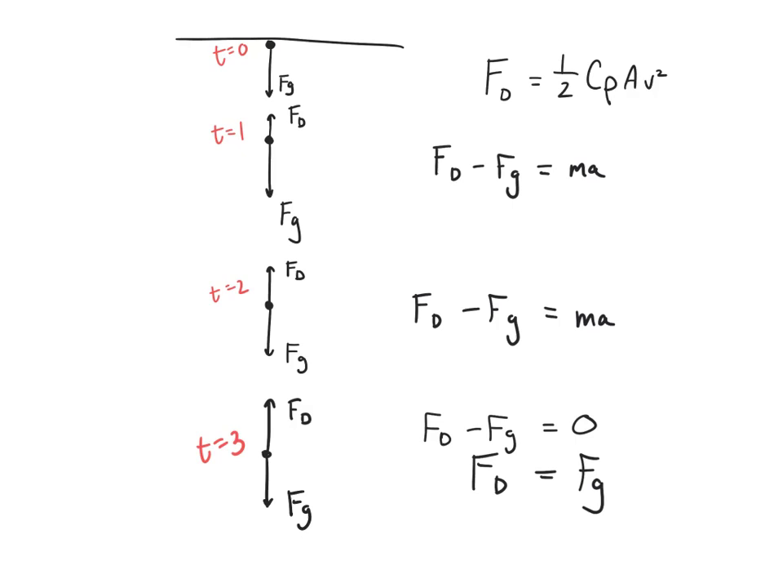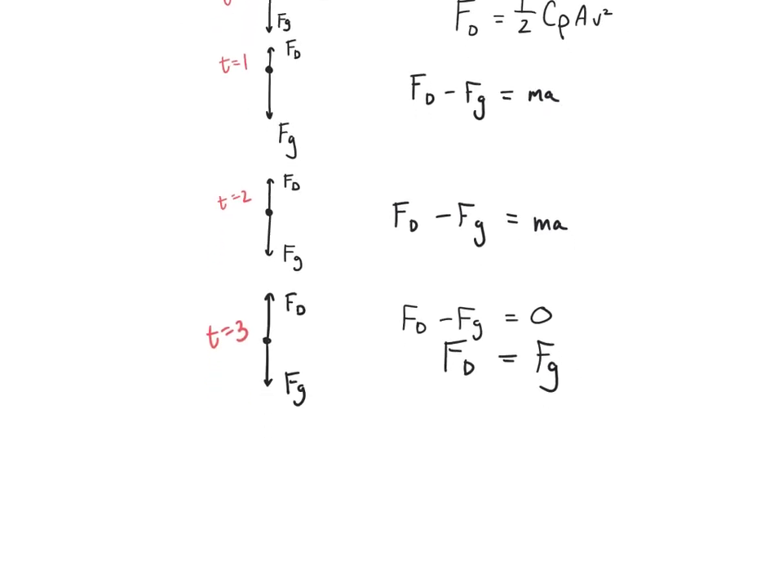Alright, so this is the concept, right? This is literally it right here. This is what we're going to be solving. So on the next slide, let's write our equation for FD. FD is 1/2 C rho A v squared, and weight is mg. So that's where the equation comes from.